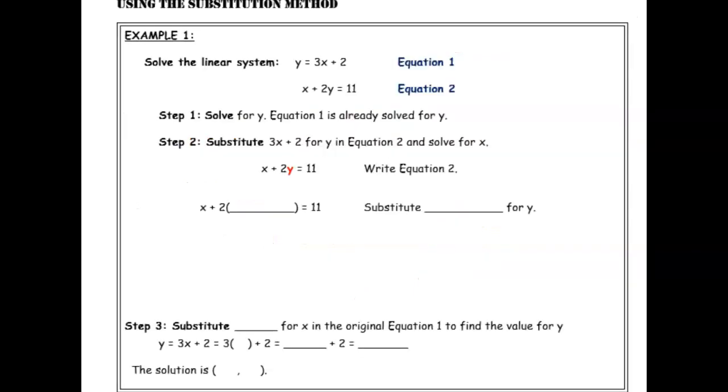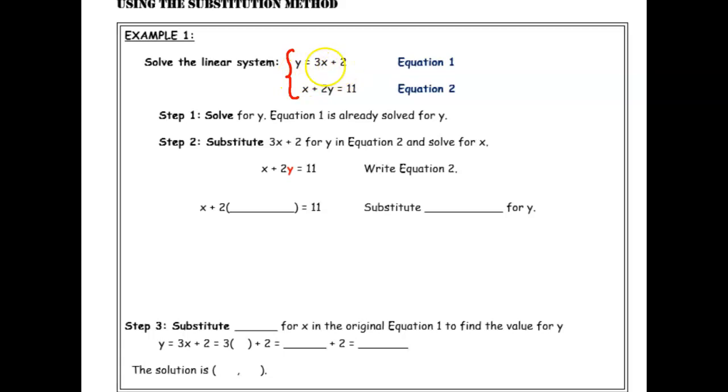Let's look at our first example. So here we have a linear system. And remember, sometimes we see these funky little brackets, not always. Here we have two equations, and we want to figure out what our intersecting point is. So we want to solve for both x and y.